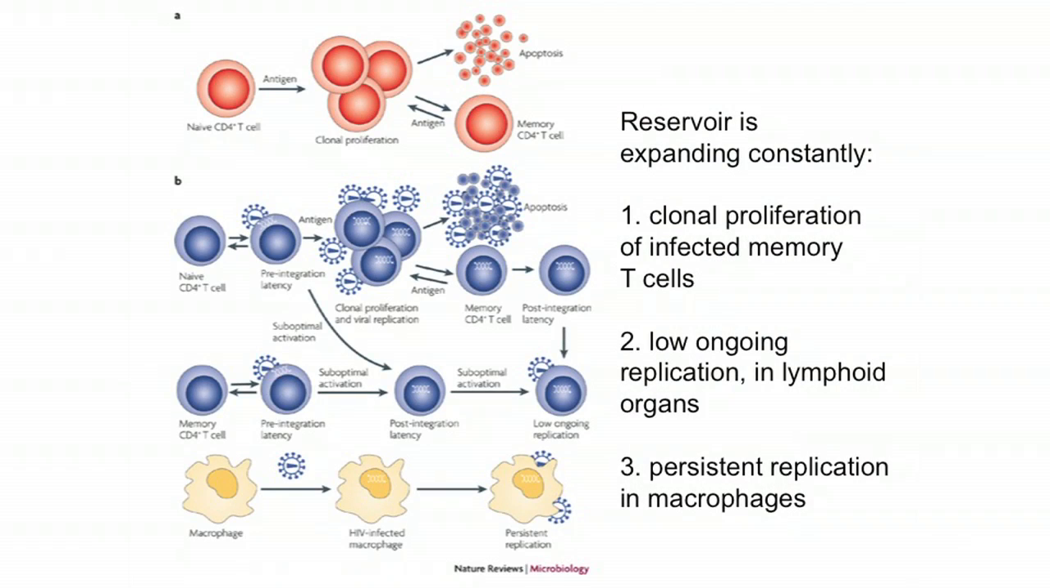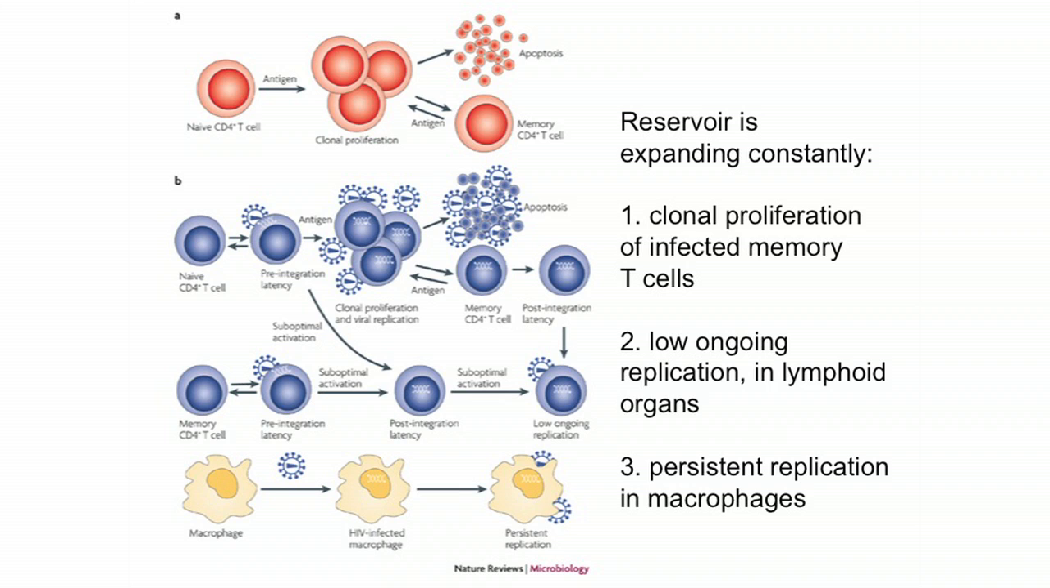So basically the reservoir is in resting memory T cells, we agree. It is in a cell where the virus is not being made, and the cell is replicating to some extent in lymph nodes and lymphoid organs. So at least by proliferation, the virus gets transmitted to daughter cells in the cells where it's latent, as well as the pool is constantly replenished by macrophages, which are making low levels of virus.